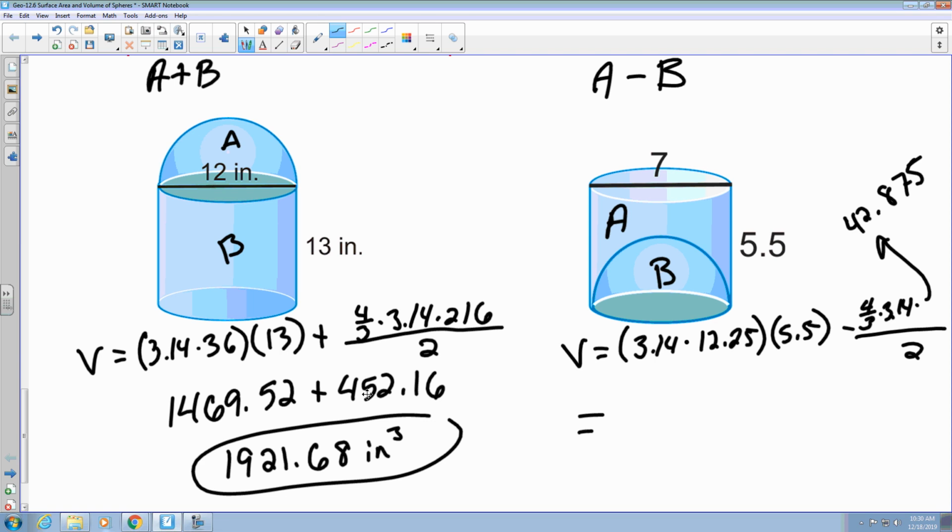So looking at the volume of the cylinder, I get 5.5 times 12.25 times 3.14 for pi. So now I get 211.56. It gets subtracted by, so now I've got the 42.875 times 3.14 times 4/3, which gives me 179.50, but now I've got to take that and divide it by 2.